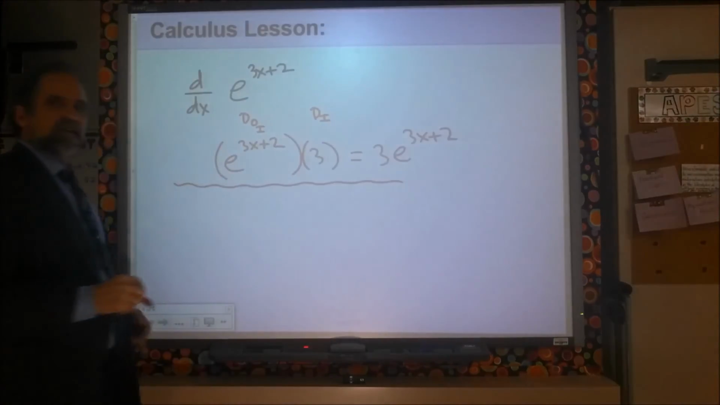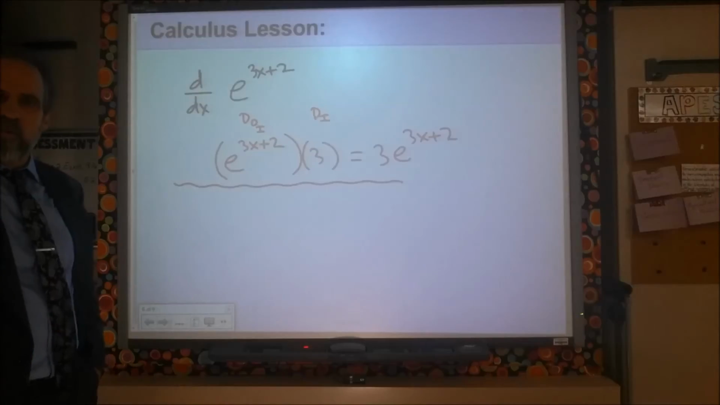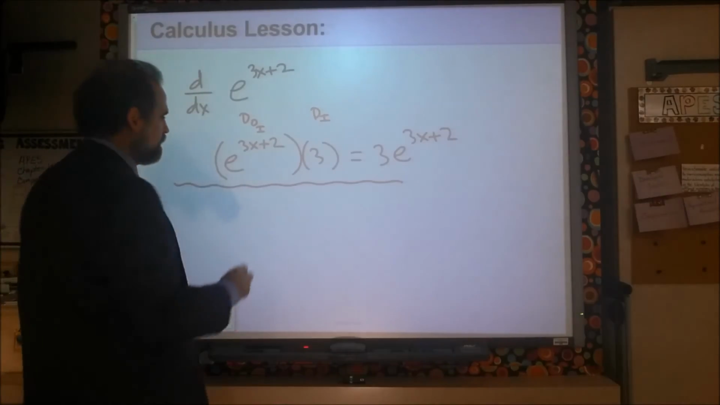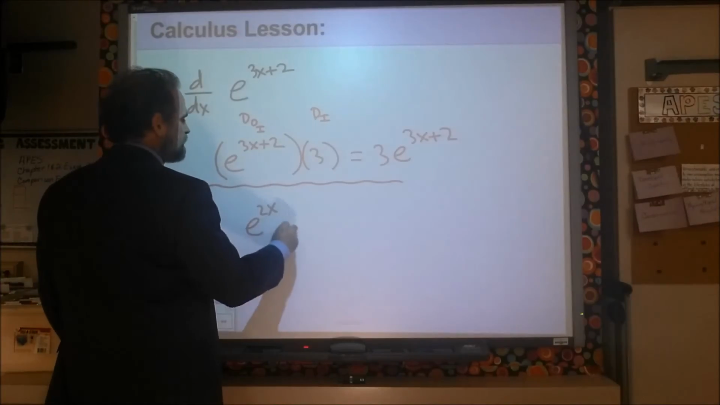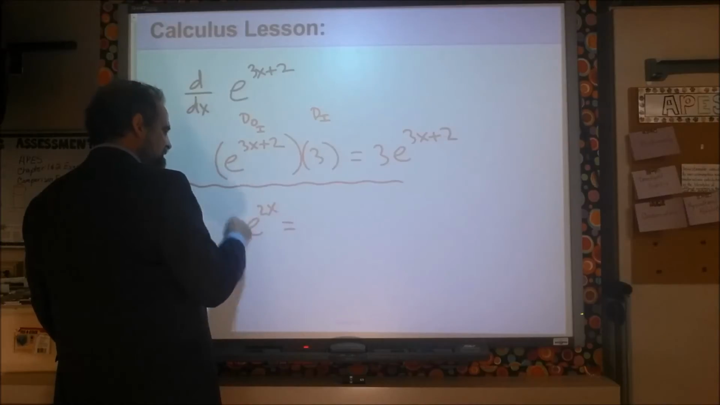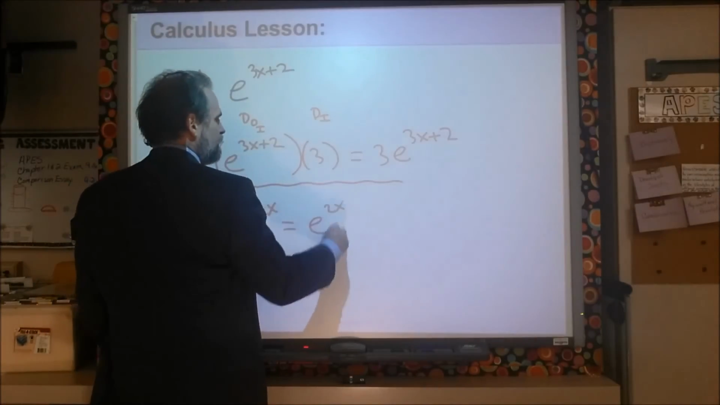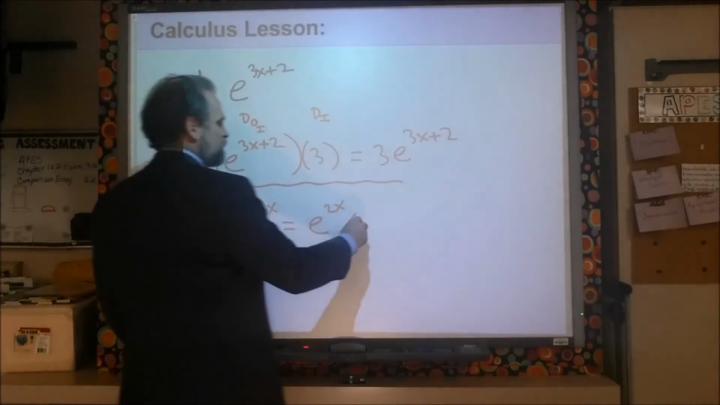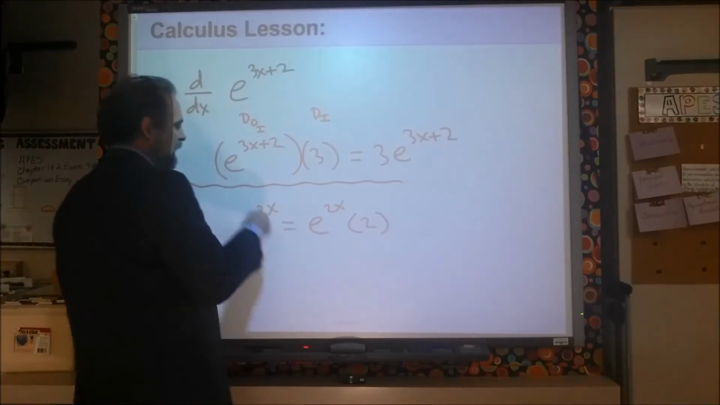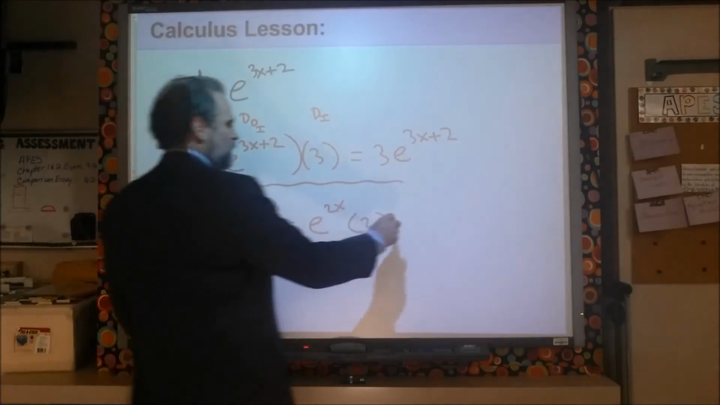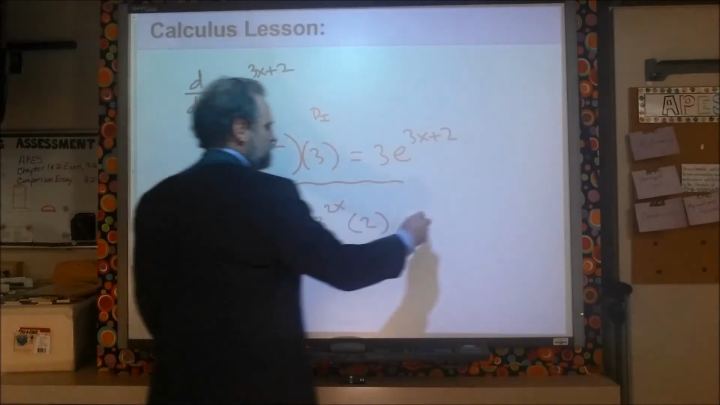Consequently, any e except e to the 1x to the 1 power is a composite function. So e to the 2x is equal to, as it is, e to the exponent is equal to itself, times the derivative of the exponent, which is the derivative of 2x, which is 2, times the natural log of the base, which is e. Natural log of e is 1. So this is 2e to the 2x.